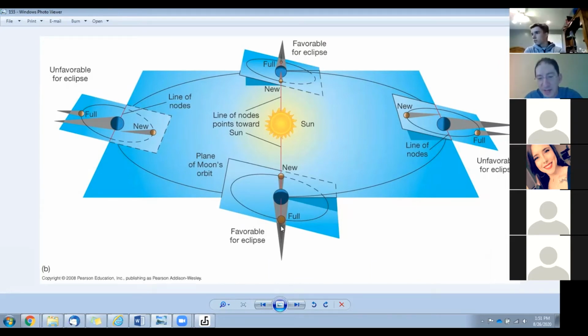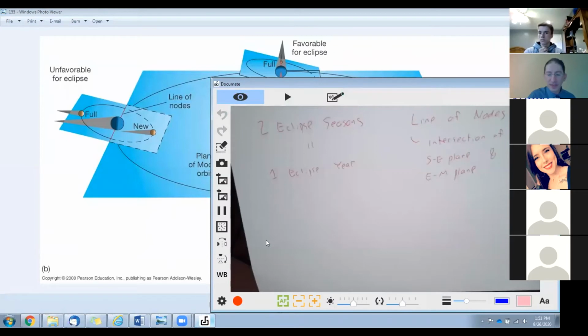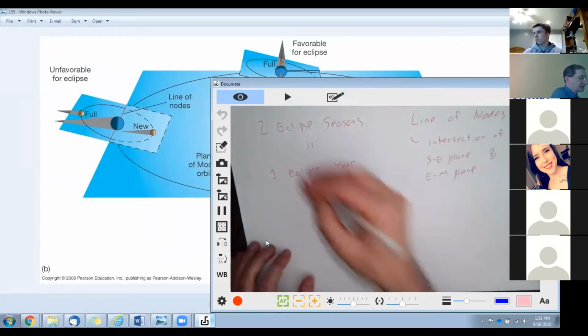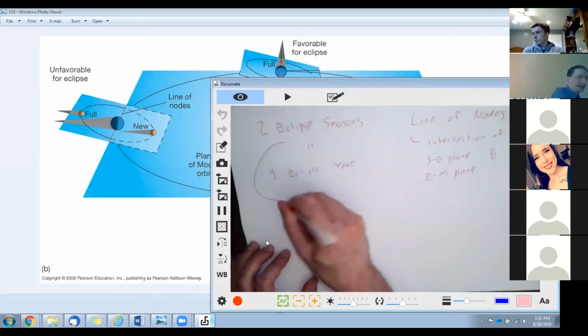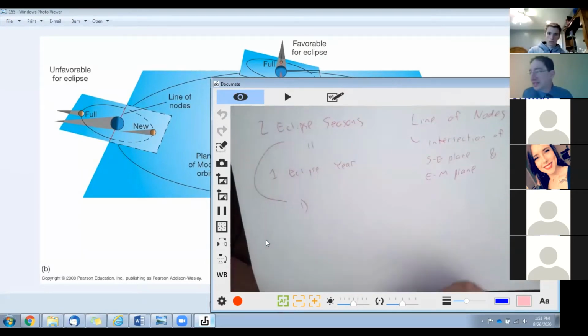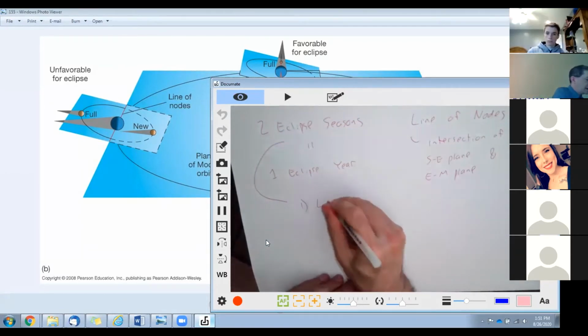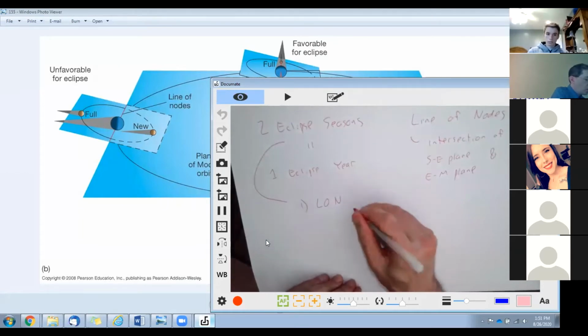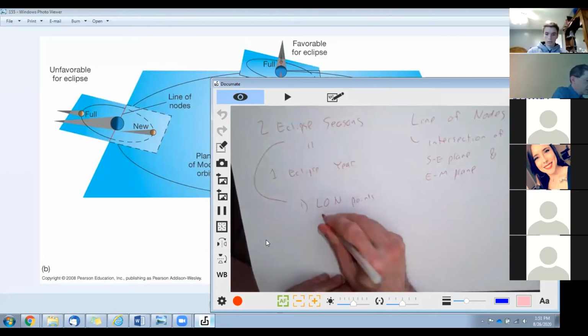Here you see the intersection, and the line points to the sun. Here you see the intersection, and the line does not point to the sun. So, bring this back up. So the conditions. First, the condition to have an eclipse season. This is condition 1. You have an eclipse season when the line of nodes points to the sun.